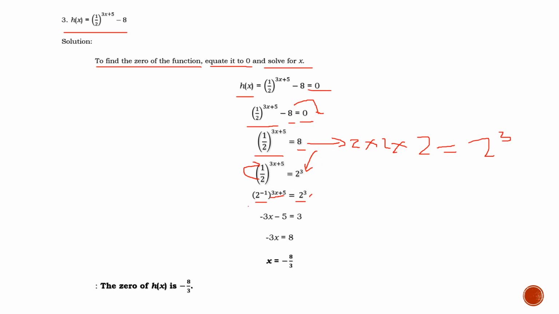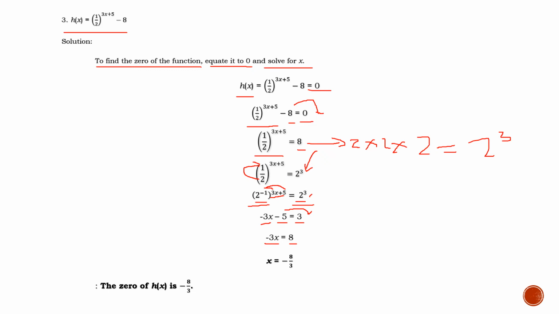As you can see, your base 1 here is equal to 2, and your base 2 here is equal to 2 also. That's why your base 1 is now equal to your base 2. So we can assume that your exponent 1 is equal to your exponent 2. We simply distribute this negative 1 to 3x and to 5, so it becomes negative 3x and negative 5. We copy your exponent 2, which is 3, then simplify. We transpose this negative 5 to the other side of your equation, so it becomes positive 5 plus 3, which is 8. And we copy your negative 3x on the left side.